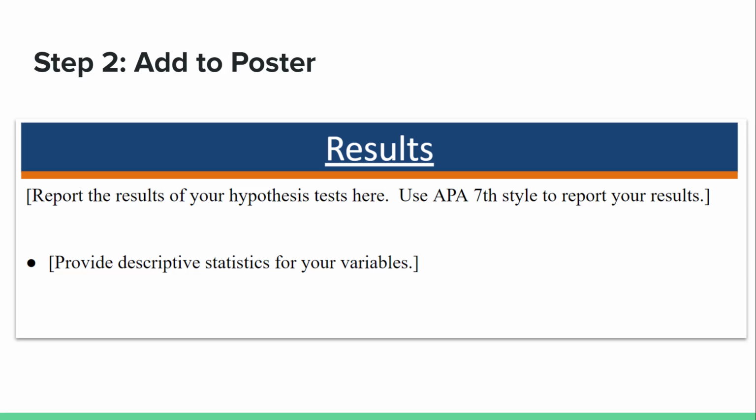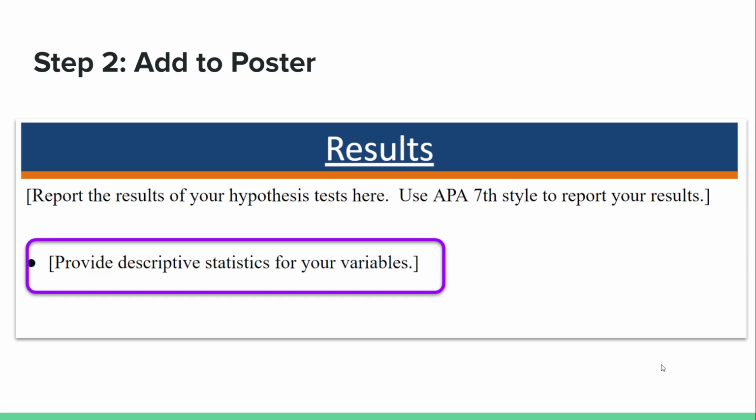And then the second step would be to add it to your poster under results. Now there's a section that says provide descriptive statistics for your variables, and so you can delete that line altogether. You can even delete the brackets here because these are all instructions, but this is where your descriptive statistics can be provided.